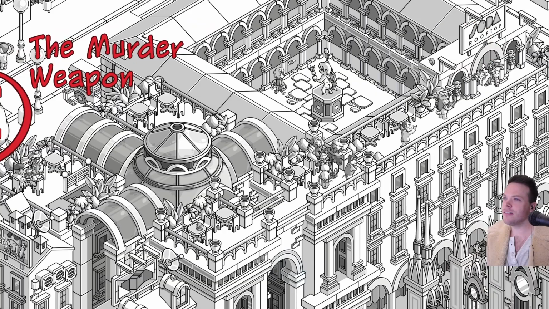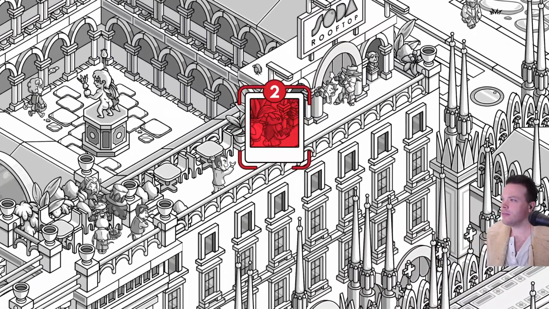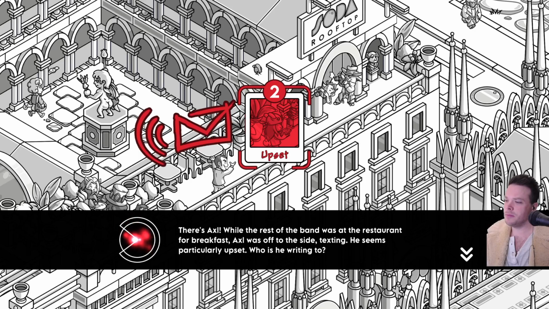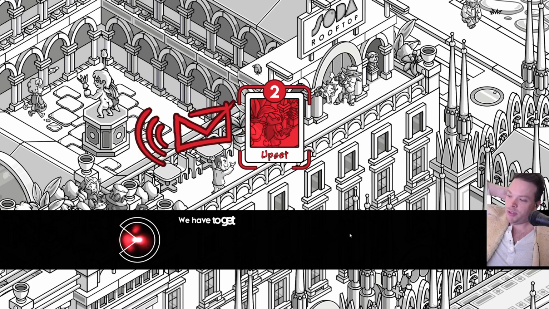There? Yes. He's upset over a... Axel was off to the side. Text... Oh, he's meant to be using a phone. I was assuming that's like... That's the size of a book. That's way too big to be a phone. But then again, I am a phone-size minimalist person. He seems particularly upset. Who is he writing to?